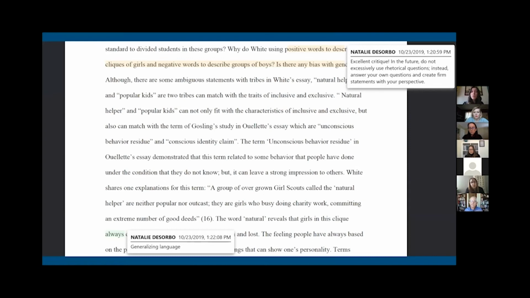So I ask myself, do the errors impede meaning? Do they disrupt logic, right? Or do they disrupt the persuasiveness of the students' ideas? So really working on this balance, I didn't comment on the missing articles and whatnot. I decided to focus on avoiding generalizing language.